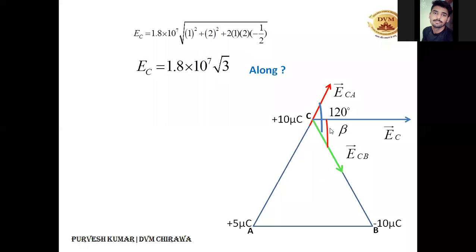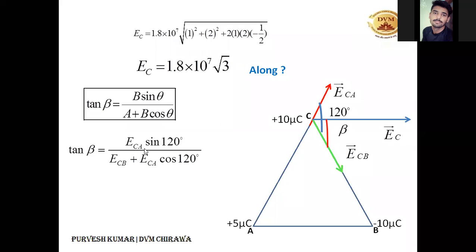That direction we have mentioned as angle beta from ECB. Let's try to find angle beta. We can find it by using the formula tan beta is equal to B sin theta upon A plus B cos theta. That's the parallelogram law of vector addition. Here B is the vector from which I have not taken the angle, so B is ECA because I have taken the angle from ECB. Theta is 120 degrees. Putting the values in, you get ECA sin 120 degrees divided by ECB plus ECA cos 120 degrees.